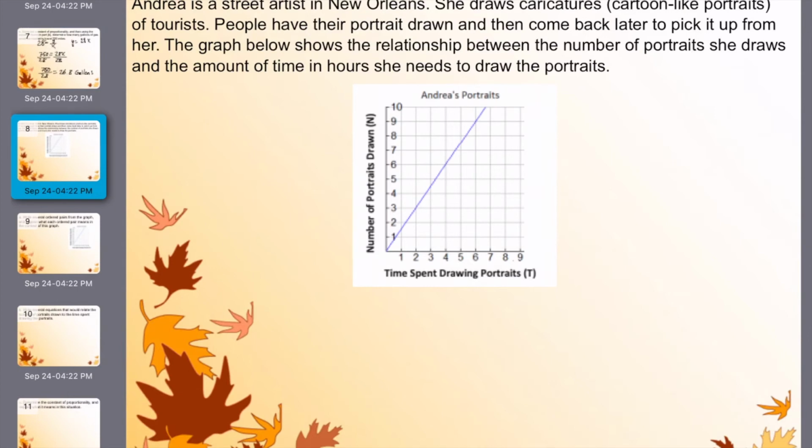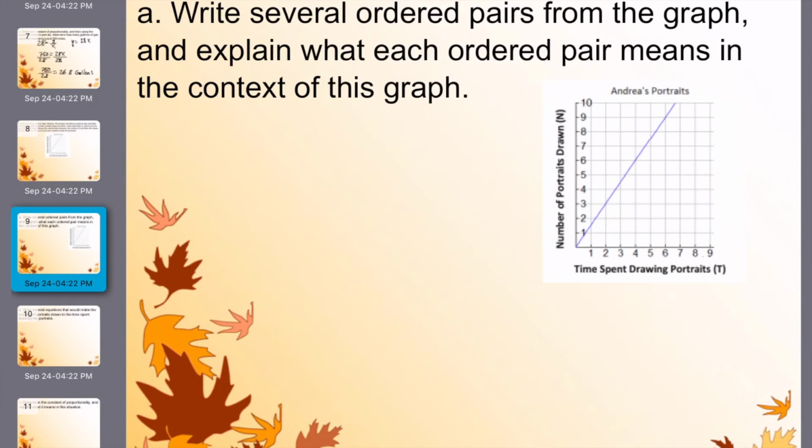So, let's go to the first question. Write several ordered pairs from the graph and explain what each ordered pair means in the context of the graph. It's important for us to note that an ordered pair is any dot that is on this line, and it's our coordinates there. So I can go to the right 4 and up 6, and that is a point right there. So I know one ordered pair is 4, 6. And that means in 4 hours, she can draw 6 portraits.